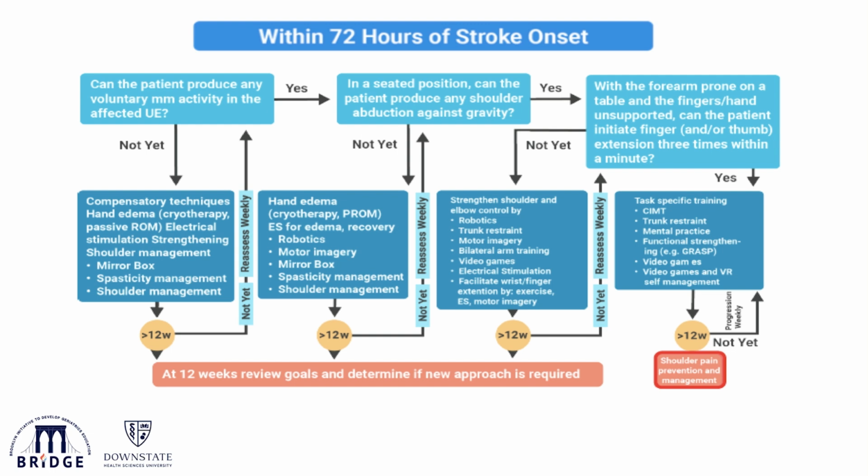And if they still can, then you want to check if their forearm is lying down on the table like this, with their hands or their fingers unsupported, and can they open their fingers at least 3 times within a minute. So that becomes an important consideration for patients to decide what interventions to give. And if the patient can actually do that, you want to start thinking about interventions like constraint-induced movement therapy, which is an intense form of intervention for the upper body, where you forcefully use this arm to perform motion.